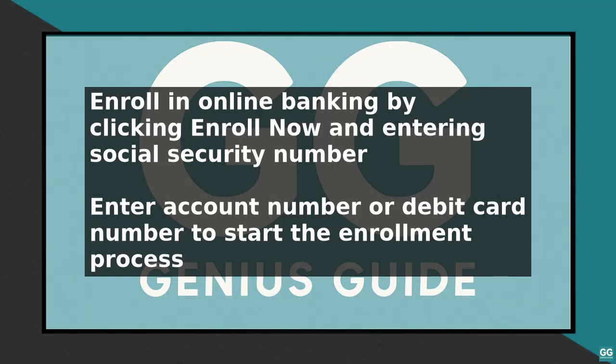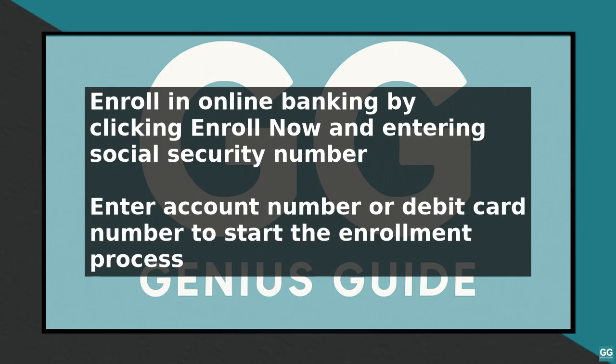Configuring Wells Fargo online banking is a straightforward process that allows you to manage your accounts securely and conveniently from anywhere. To get started, go to the Wells Fargo website and click on the online banking link. First, you need to enroll in online banking by clicking on the Enroll Now button.